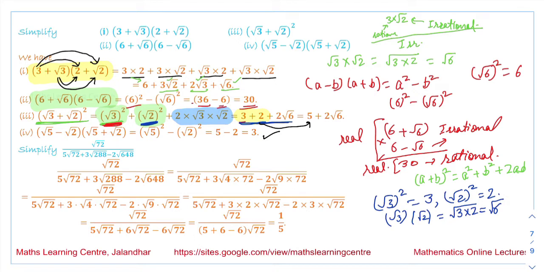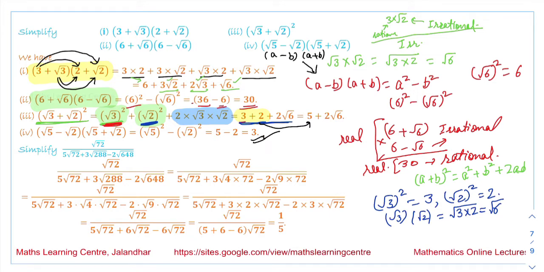Similarly, you can try the next question on your own, that is (square root 5 minus square root 2) into (square root 5 plus square root 2). It is again of the form (a minus b) into (a plus b), and you know the formula, so you can use it to find the answer as 3.